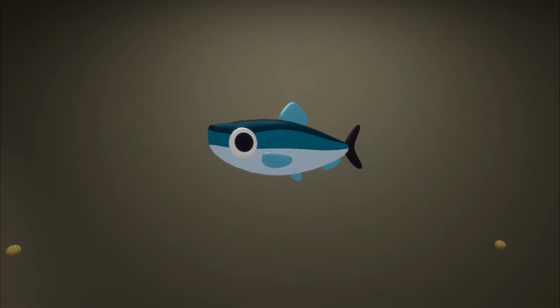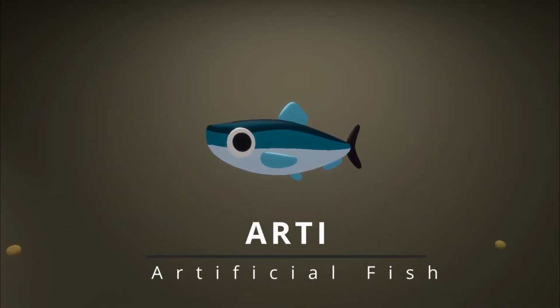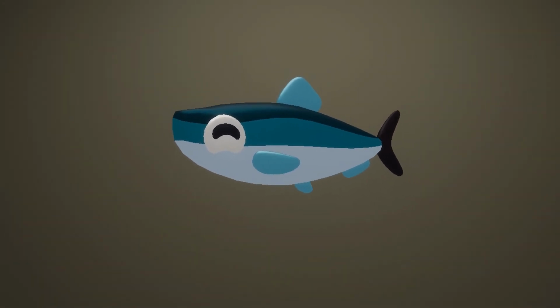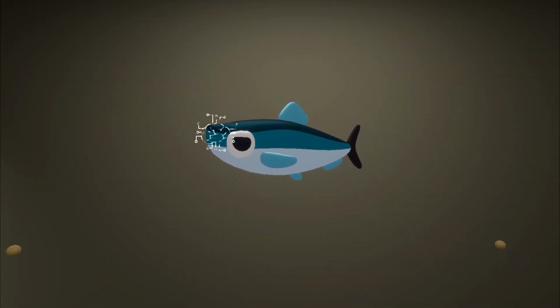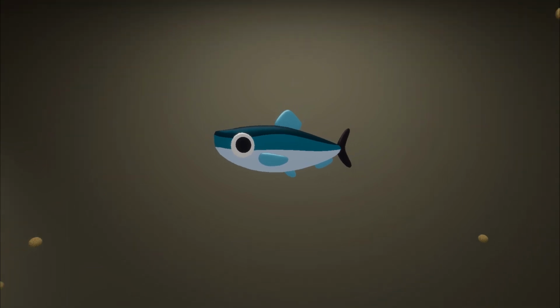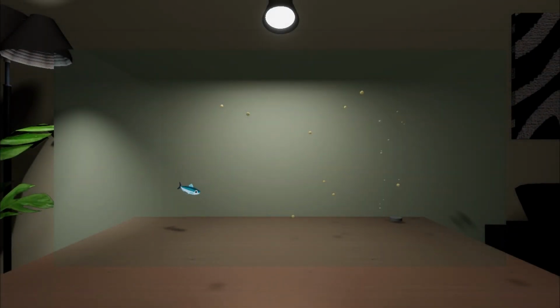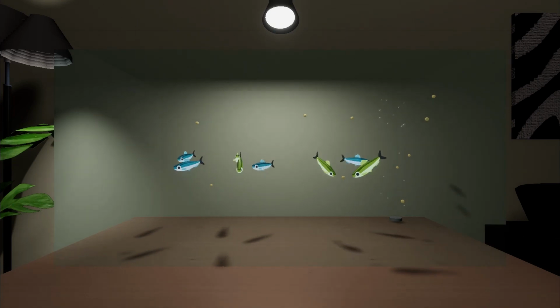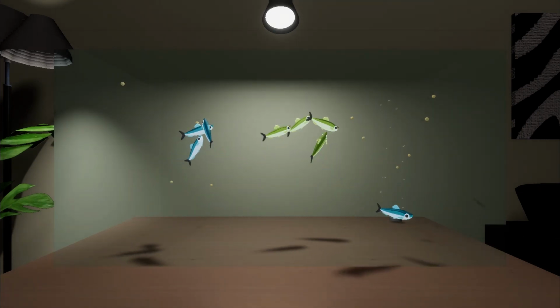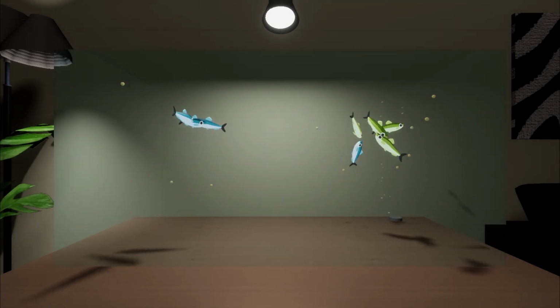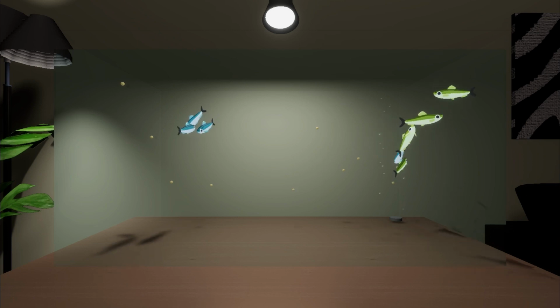This is Arti. It's a fish. Arti is an artificial fish. Arti is controlled by a neural network. In this video, you will get acquainted with Arti's device and learn how the neural network has been trained to control the fish, navigate in three-dimensional space, and search for food. Additionally, we will conduct a social experiment to determine whether competition affects the ability of organisms to improve.